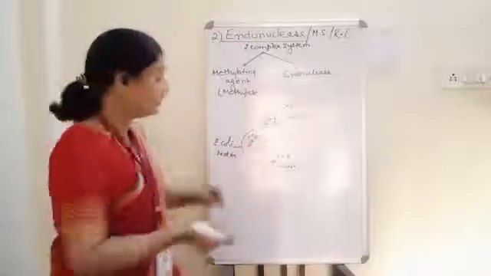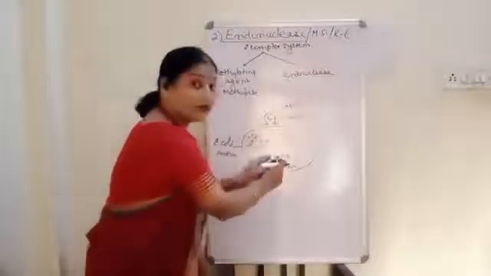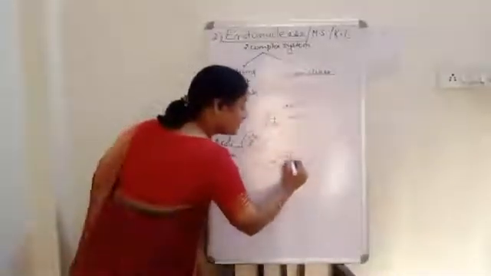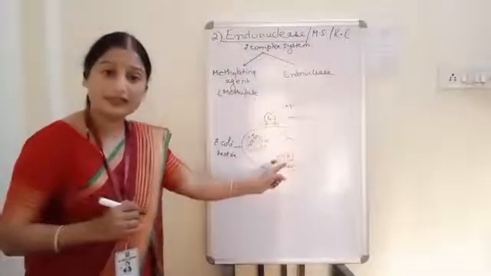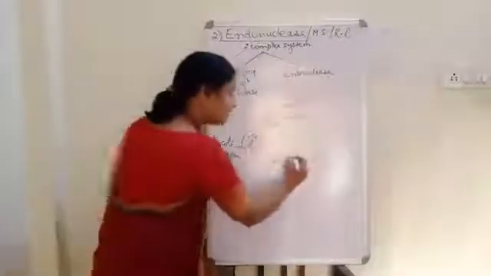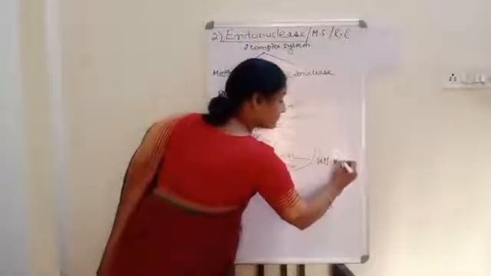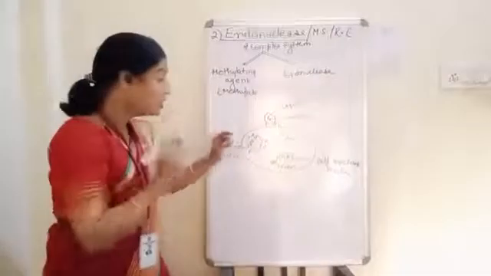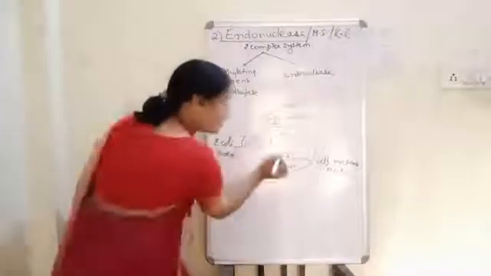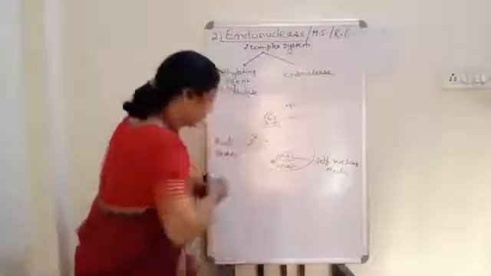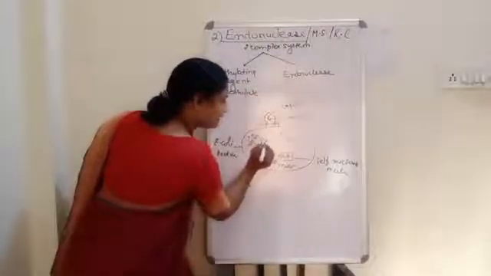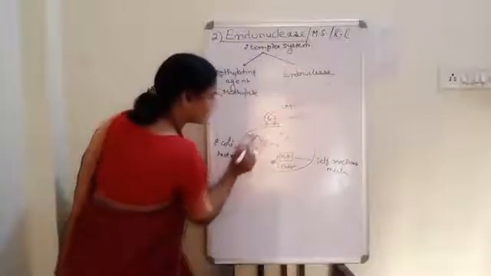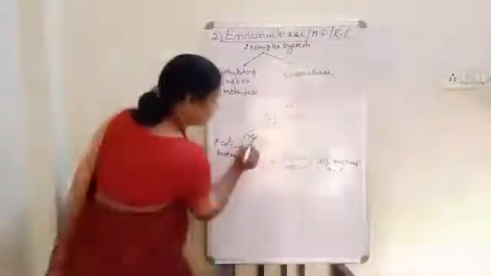So what happens, children? As soon as the endonuclease goes and cuts at these sites, there comes one more complex, and that is the methylating agent. Now, the methylating agent is a self-defense mechanism for this bacteria. So what will this methylating agent do? It will go and bind at this site, at one of these sites, A and T.